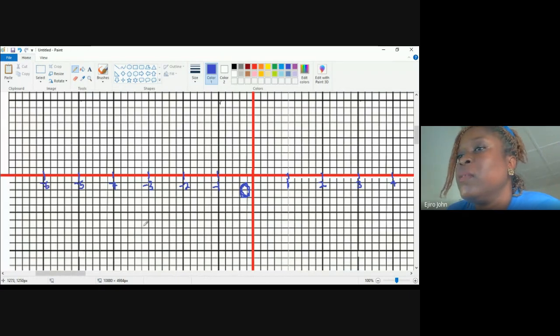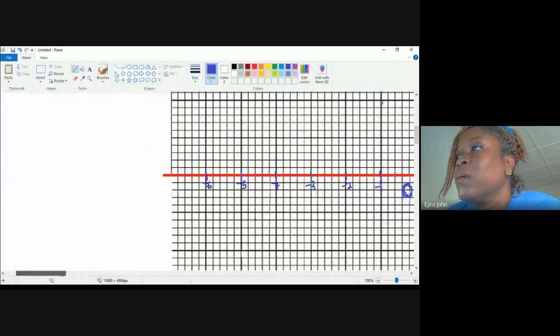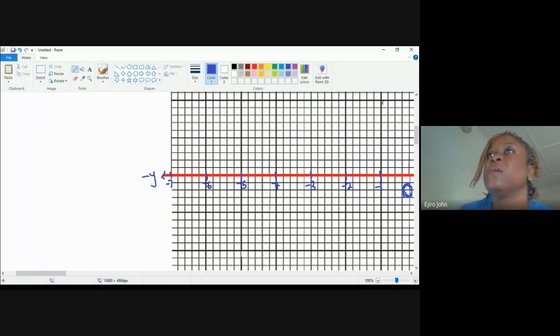And what do we have again? Okay, we have minus 7. So this point is what? The minus x axis. So now we have to move to the y axis.